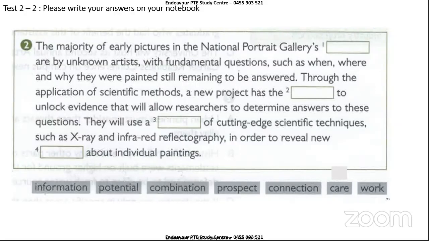Only two things are coming to my mind: "work" and "prospect." Here is "gallery." Connection, sorry. Connection. The answer is connection, I think. So "galleries connection." No. "Galleries care," sir. Here is the right one. But why? Because they talk about the care by unknown artists, because they are by unknown artists. So they are in galleries' care. That is the only explanation for this.